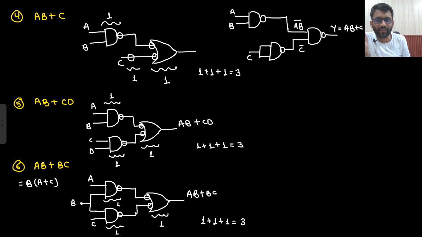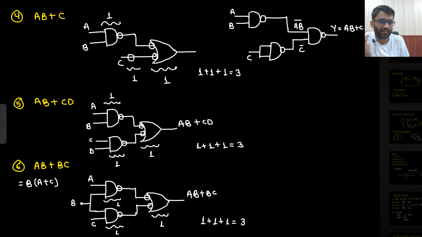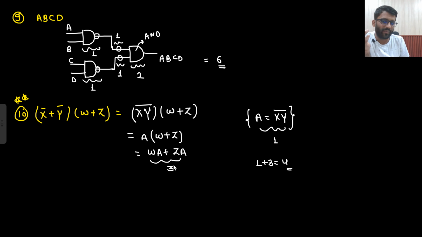These will be in your brain, right? AB plus C, AB plus CD. That I can implement in 3 only. These things. AB plus BC. I can implement all these in 3. So that will be in your mind. So here it is also in my mind that I can implement this in 3, and this I can implement in 1 only. That's it.